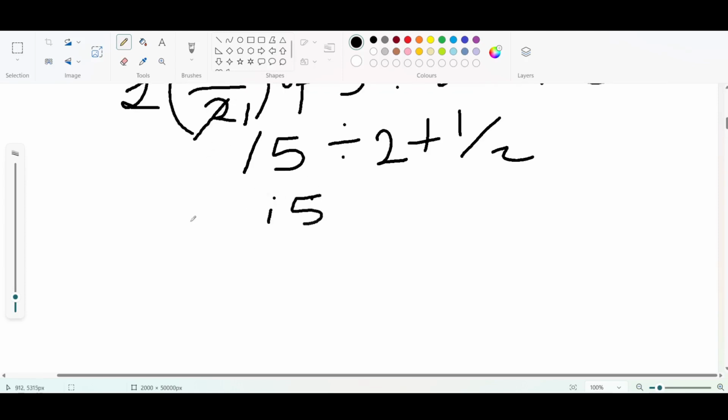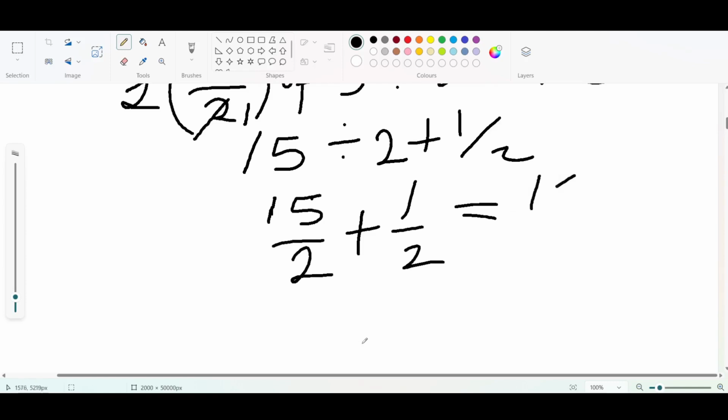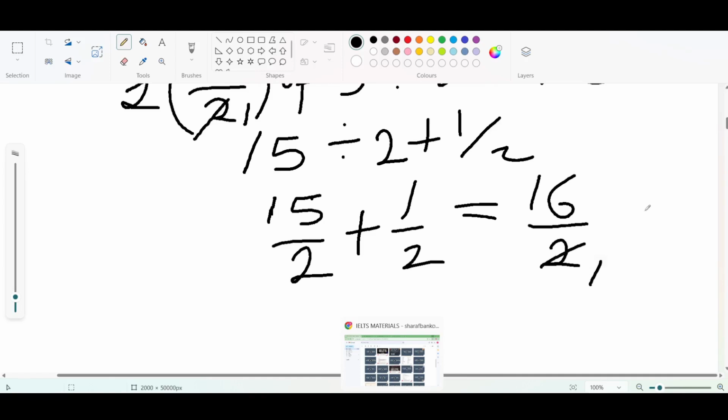15 divided by 2. This division can also be written like this: 15 all over 2 plus 1 all over 2. So when we have 15 all over 2 and 1 all over 2, what's going to be the final answer? Once they have the same denominator, what do we do? We add the numerators together. Since they have the same denominator, we add the numerators together. So it's going to be 16 all over 2. So the final answer is going to be 8.